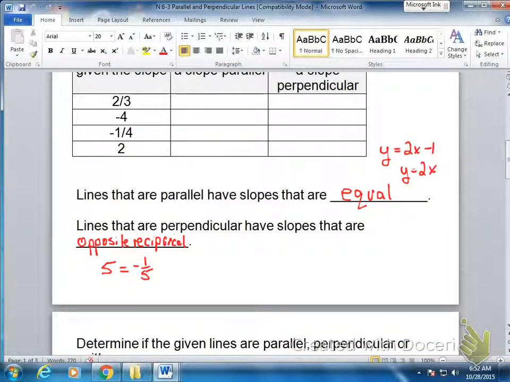Another one might be if I had the slope negative 2/5. Well, the opposite of negative is positive, and the reciprocal of 2/5 is 5/2. So both of those lines with those slopes would be perpendicular.